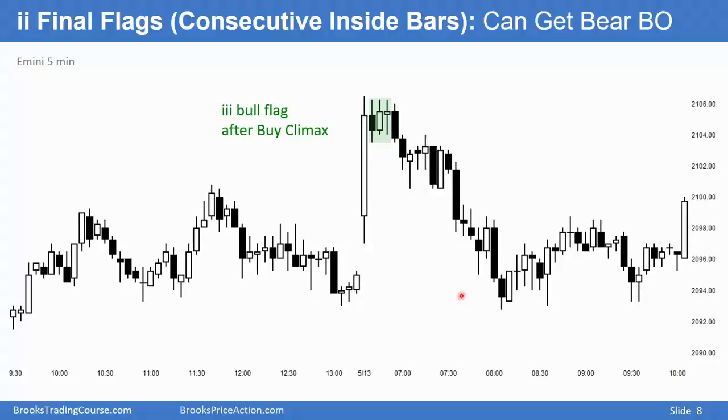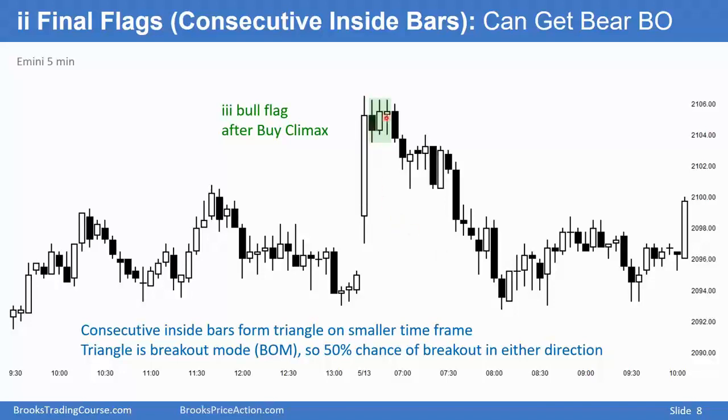We have an II bull flag after a biclimax. Every bull trend bar is a biclimax, and if it is a big bull bar occurring late in a bull trend, 20 or more bars into a bull trend, the odds of it leading to a reversal become greater than the odds of it leading to a successful bull trend.